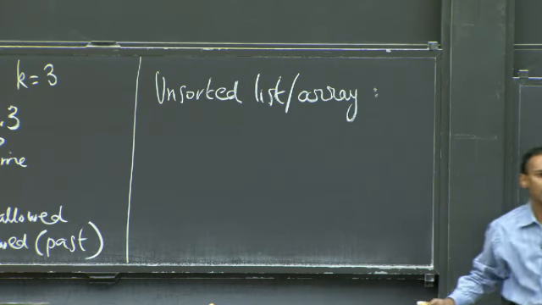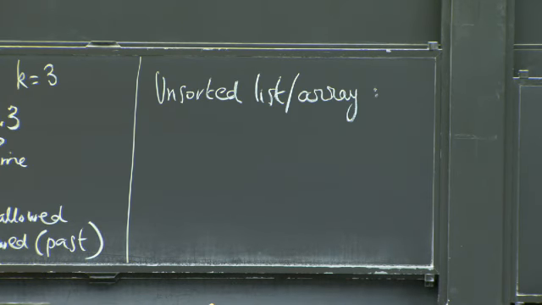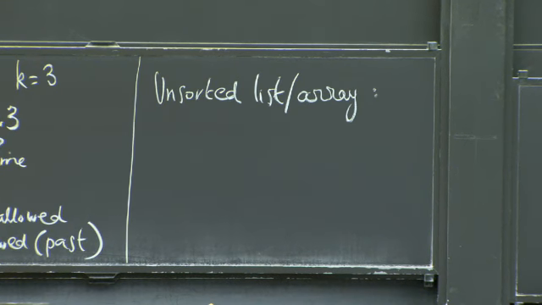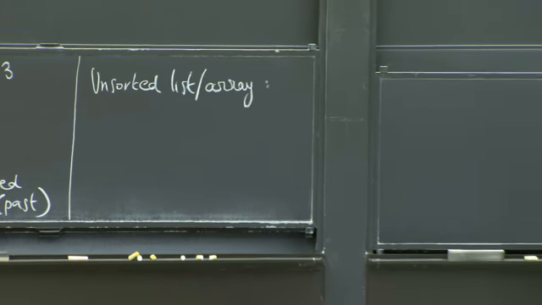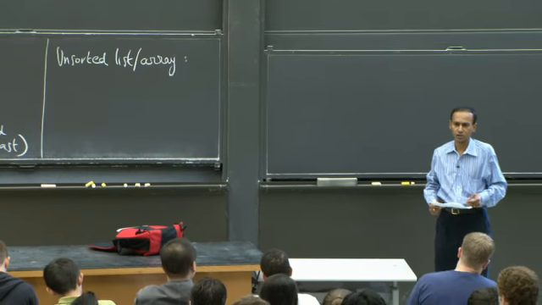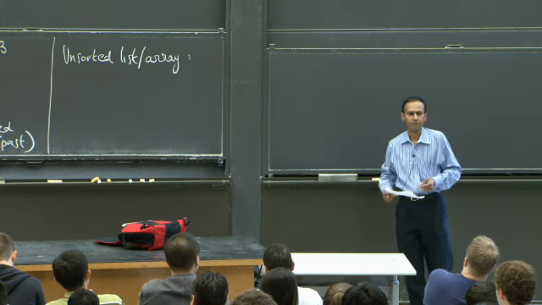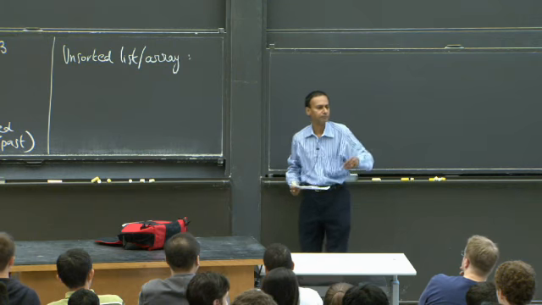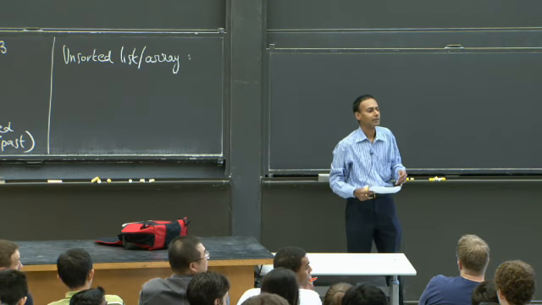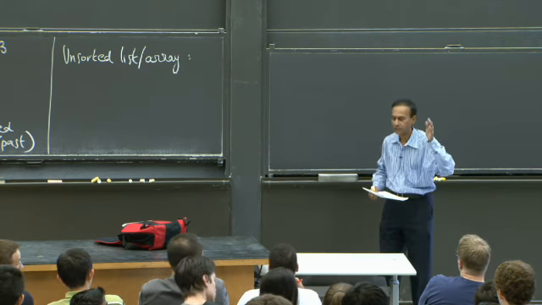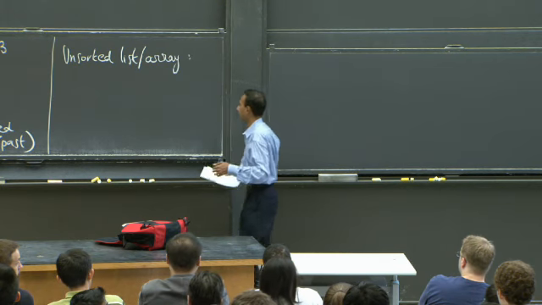Let's say you have an unsorted list or an array corresponding to R, okay? That's all you have. What's wrong with this data structure from an efficiency standpoint? Yeah. Everything you want to do to it is linear. That's exactly right. Pretty much everything you want to do to it is linear.